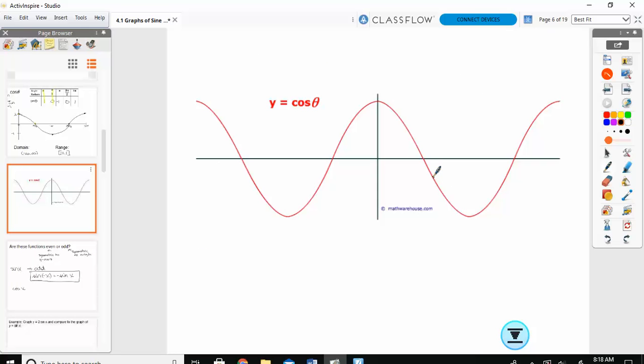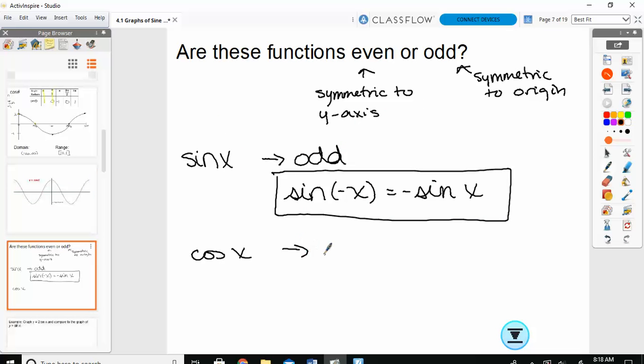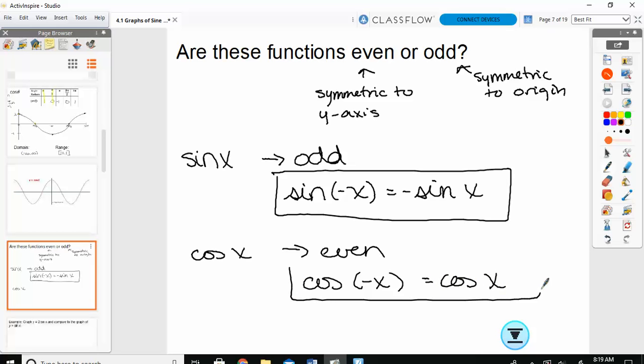If I look at cosine, what kind of symmetry would cosine have? Even. If you flip that on the y-axis, it does overlap itself. So the definition of even says if you have a negative on your x, you get the exact same thing as when you have a positive on your x. So you might want to jot those down in your notebook. And we will be looking at these for each of the 6 trig functions. But we'll use that property to help us on some of our graphing.